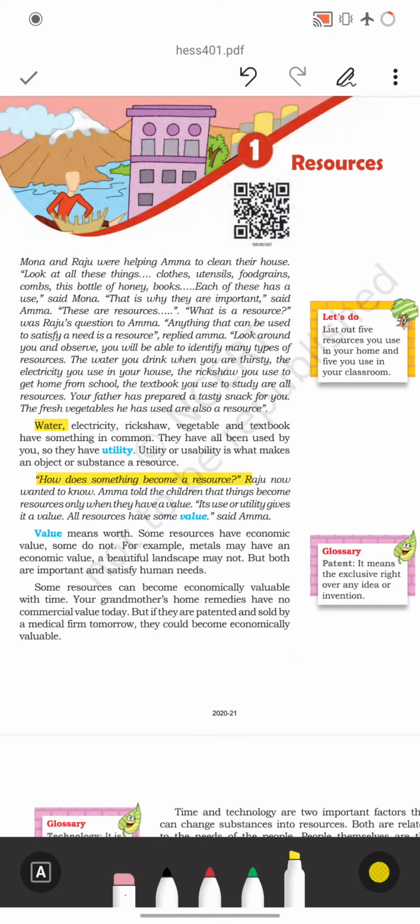The value means worth. Some resources have economic value, some do not. For example, metal may have an economic value, but a beautiful landscape may not have economic value. But both are important and both satisfy human needs. Okay, clearly understand. Some have economic value, some do not have economic value.